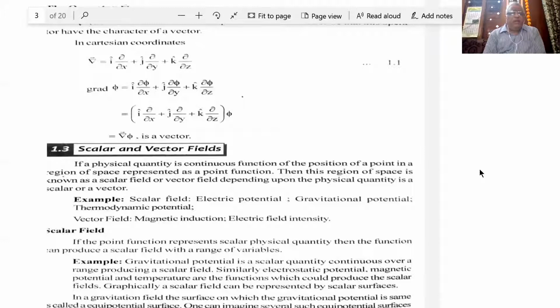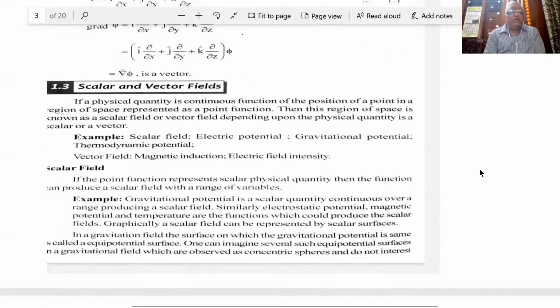Now, we define exactly what a scalar field is. If a point function is assigned a scalar physical quantity, then the function can produce a scalar field over a range of variables. Example, gravitational potential is a scalar quantity which is continuous over a range, producing a scalar field. Similarly, electrostatic potential, magnetostatic potential, and temperature are functions which produce a scalar quantity. Graphically, a scalar field can be represented by scalar surfaces.